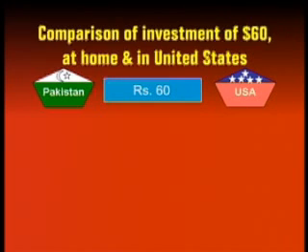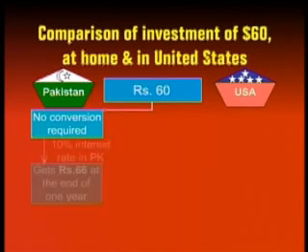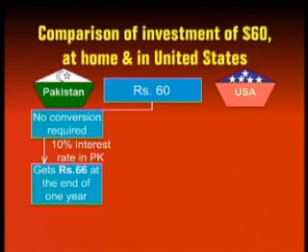When he goes to a local bank in Pakistan, the bank says that it will give the household 10% interest rate at the end of the year. So if it invests rupees 60 at the start of the year, it will get rupees 66 at the end of the year. The other option before the household is to invest the money in the US. But note that when you invest the money in the US, you first need to convert the rupees into dollars, because you will have to invest the money in US dollars in the US.